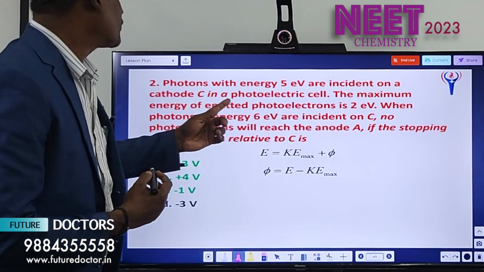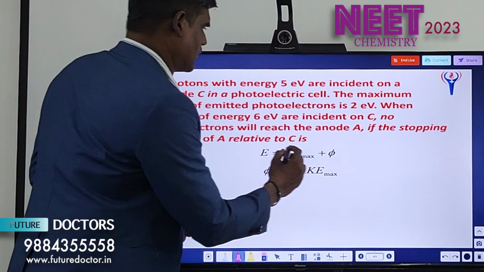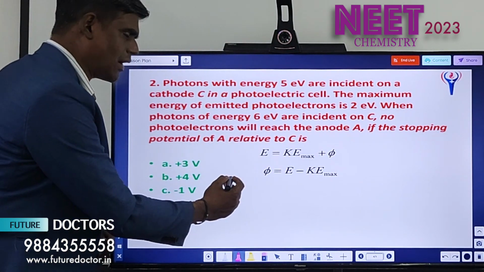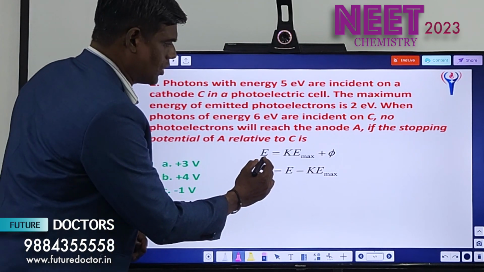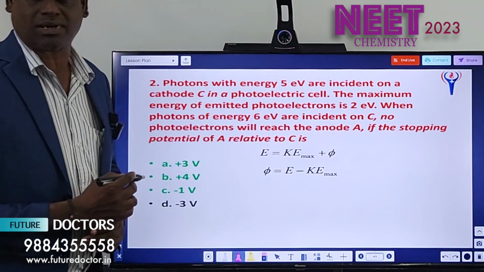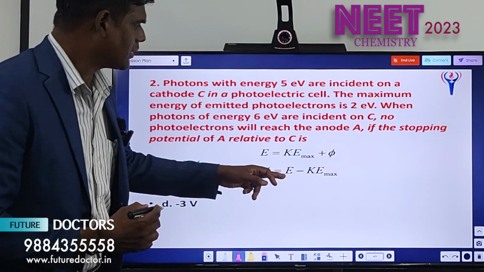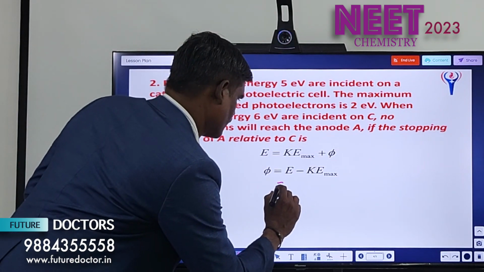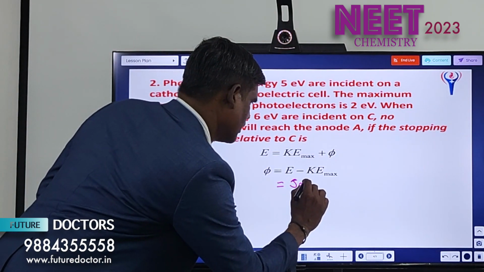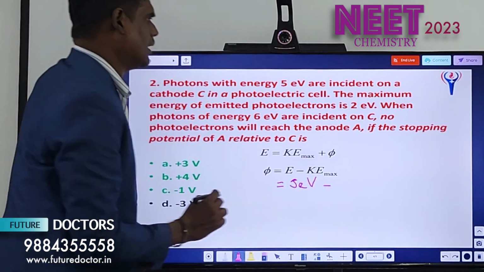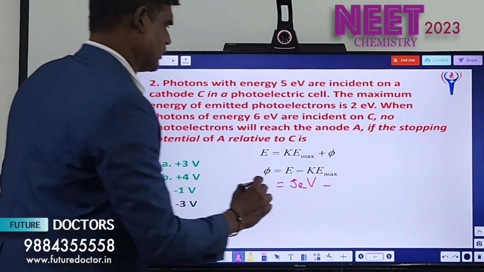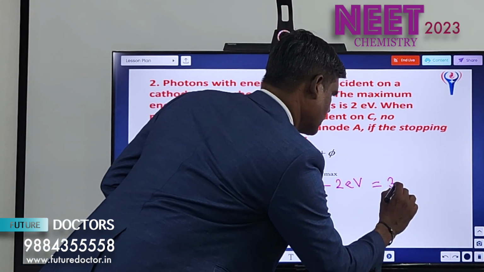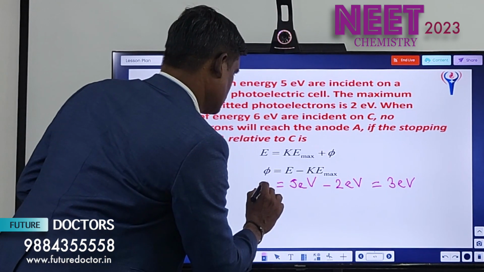Photons with energy 5 eV is given, and you want to find the stopping potential. Before that, find the work function. E equals KE max plus phi, then phi equals E minus KE max. E is given as 5 eV minus maximum kinetic energy 2 eV. 5 minus 2, 3 eV. So that is your phi.